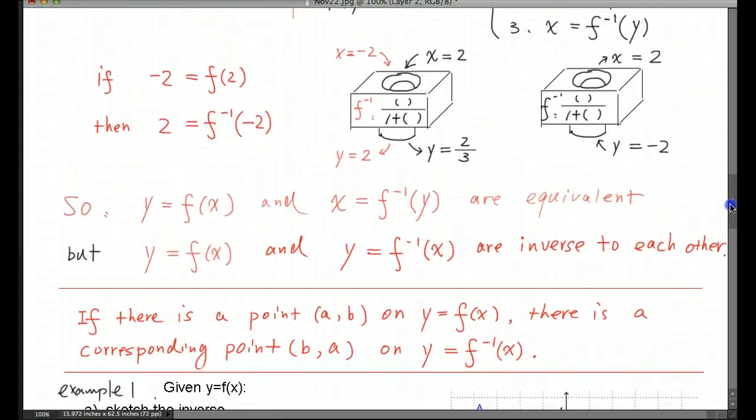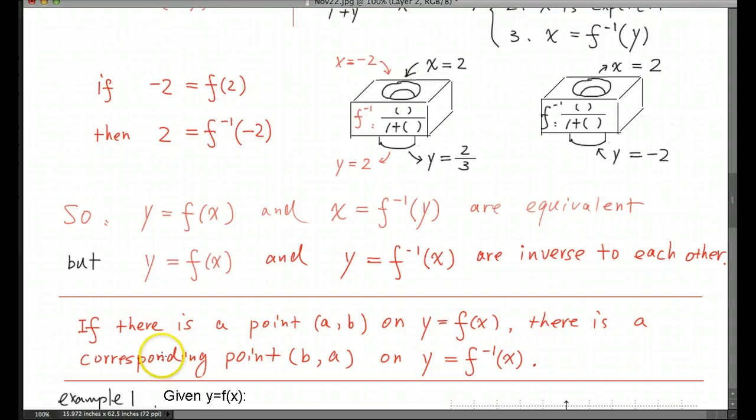Now let's look at this a different way to say the same thing. If there's a point (a, b) on the original function, then there is a corresponding point (b, a) on y equals f negative 1 of x.